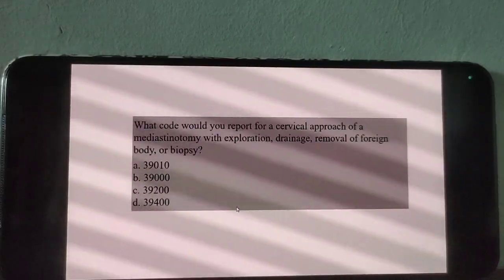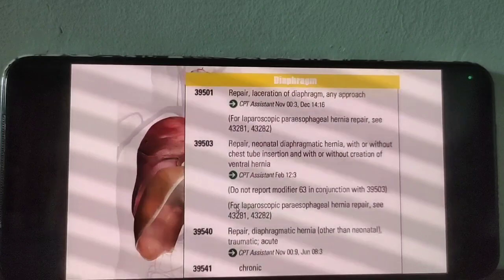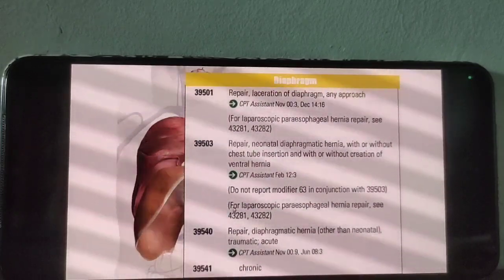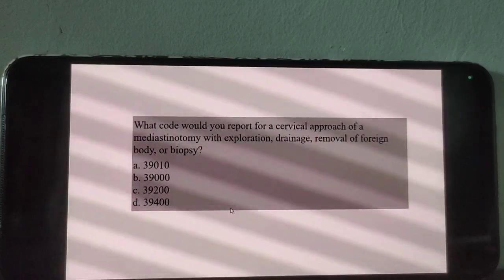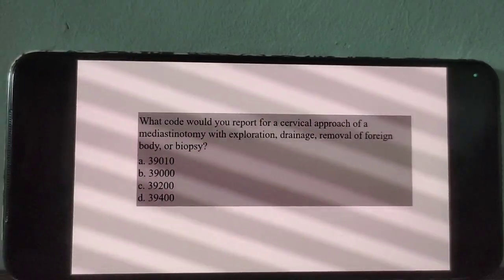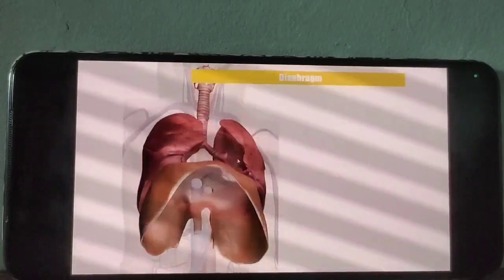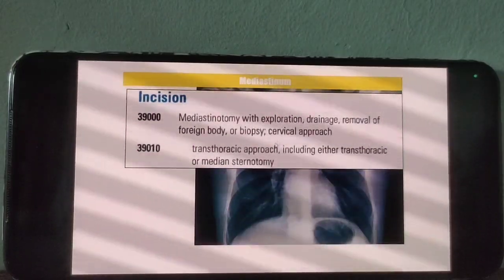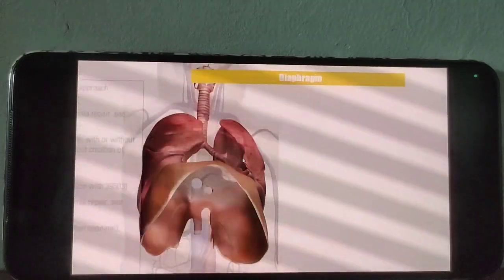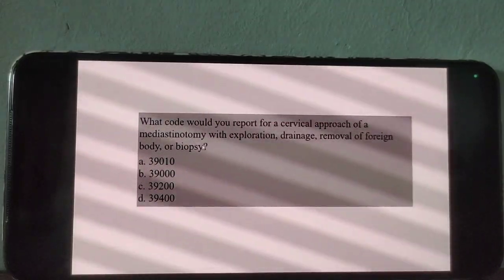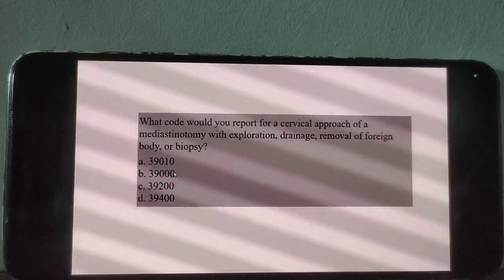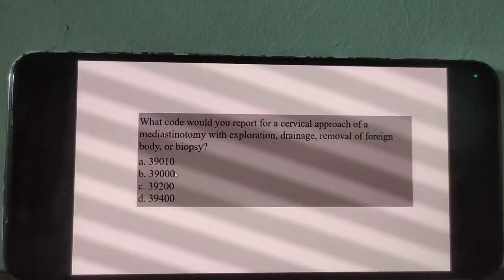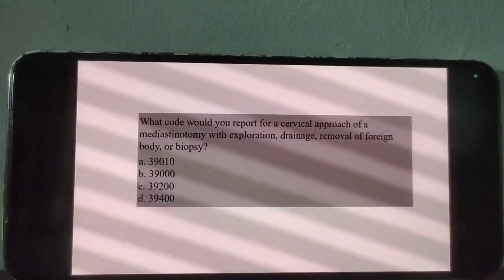Did you understand the concept? Yes, ma'am. So try this one. The procedure is mediastinotomy. So the approach is cervical or thoracic, guys? Cervical. Cervical approach, go for 39000. That's it. Any doubt? Any question? Chapter over.